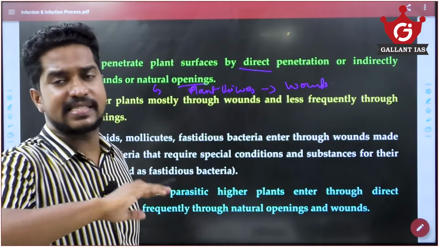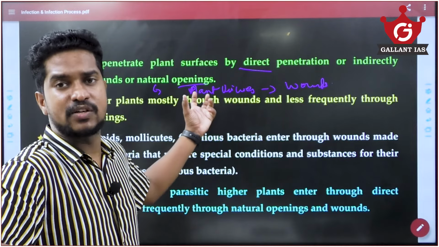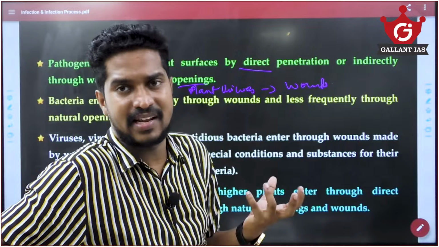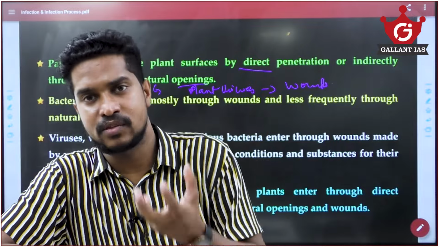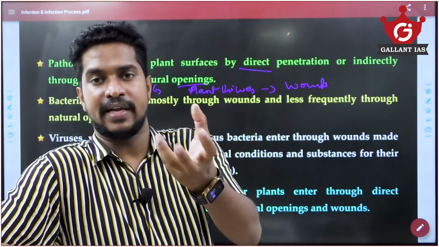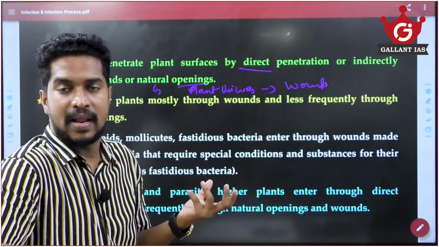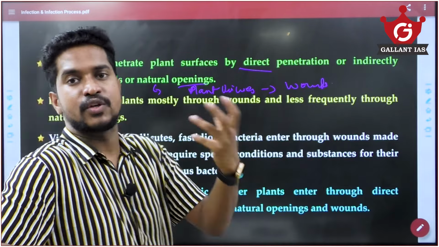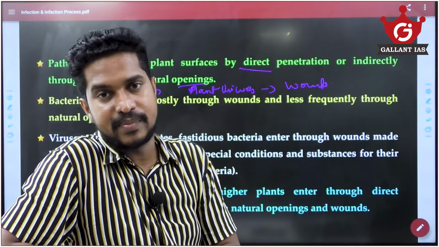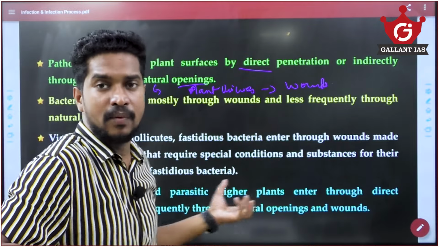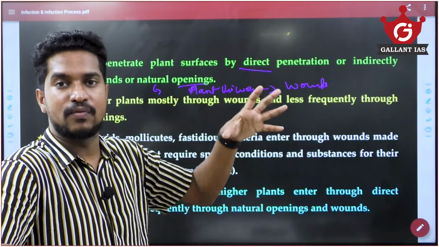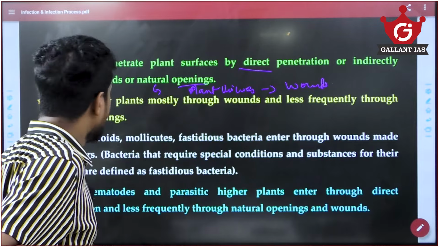We already discussed that, right? These plant viruses are not particulate in nature and do not have any specialized structures to make an entry into the host plant or host cells. They do not show aggression towards the host cells, so they may enter the host cell through wounds on the host plant.